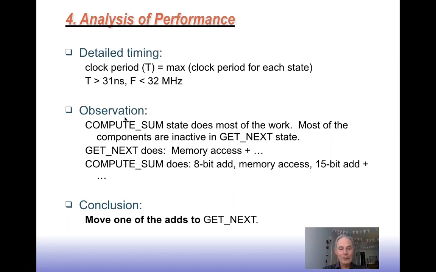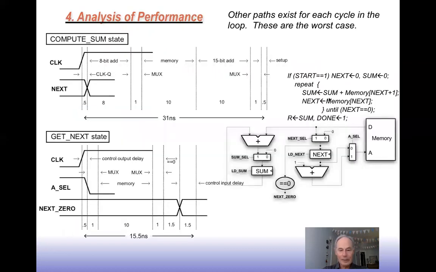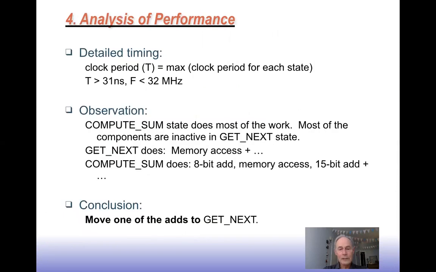There's an observation here that we can make: this compute sum state does most of the work, right? Most of the components are inactive in get next. You think about it here, look, in compute sum, we're activating this adder, the memory, this adder, right? And then we put the result in sum. In get next, all we're doing is activating the memory and putting the result back in the next. So that's why we have this imbalance, that there's more work being done in compute sum.